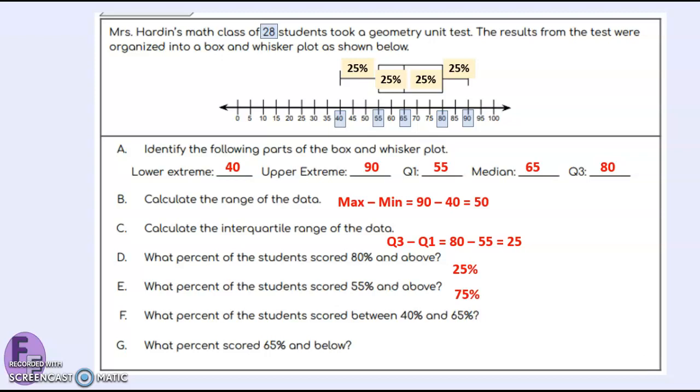What percent scored between 40 and 65? Well, that's the first 2 quarters. So that's 50%. And what percent scored 65% and below? That is also 50%.